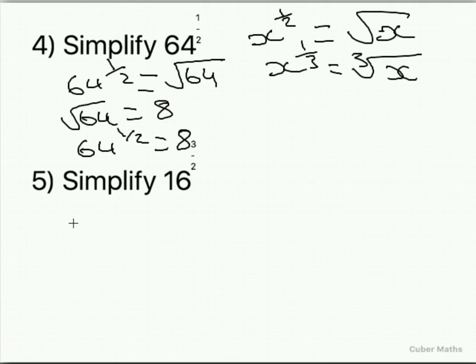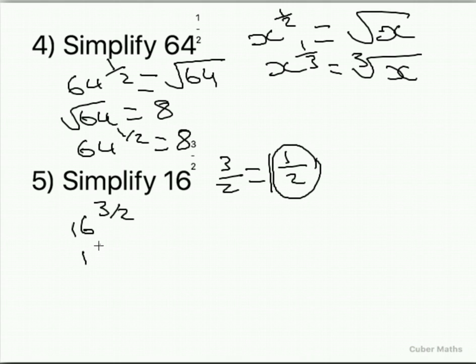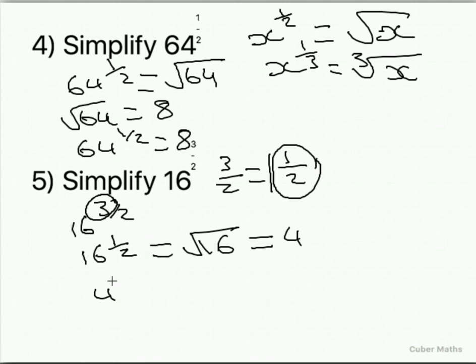Now down here it says simplify 16 to the power of 3 over 2. And 3 over 2 is just, if we write it as a mixed number, 1 and 1 over 2. So we'll concentrate on the 1 over 2, so the half bit first. So 16 to the power of a half is equal to, like we said up here, the square root of 16, which is equal to 4. Now we've got this 3 bit to deal with, and all that's saying is we now need to cube our 4. So 4 cubed is equal to 64. So 16 to the power of 3 over 2 is equal to 64.